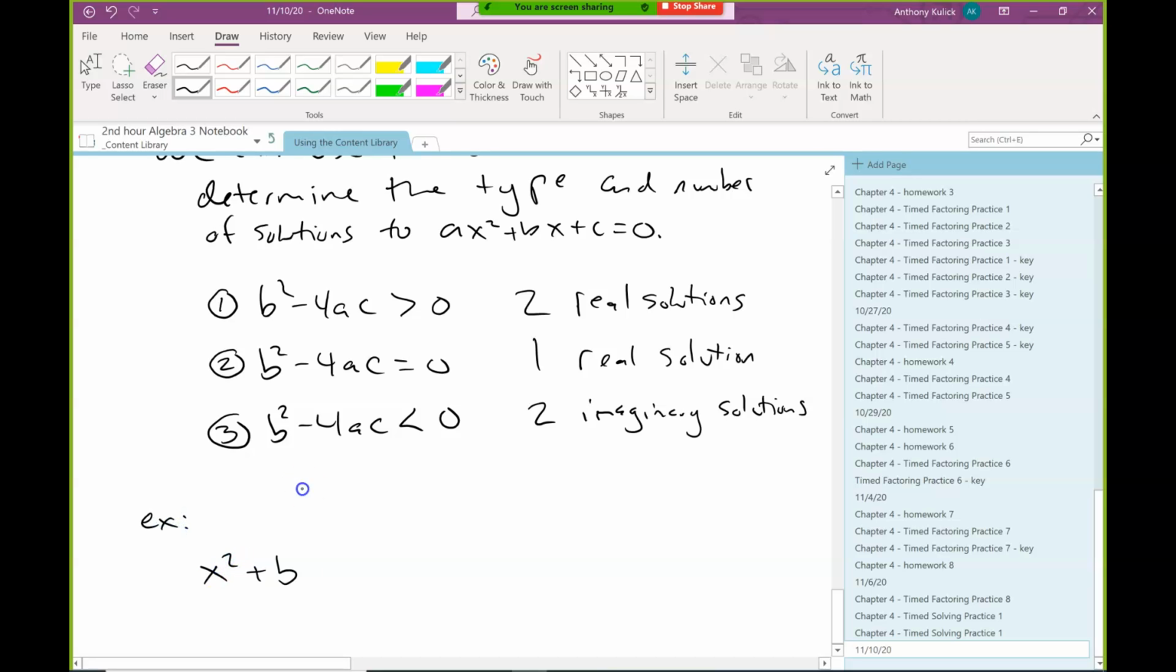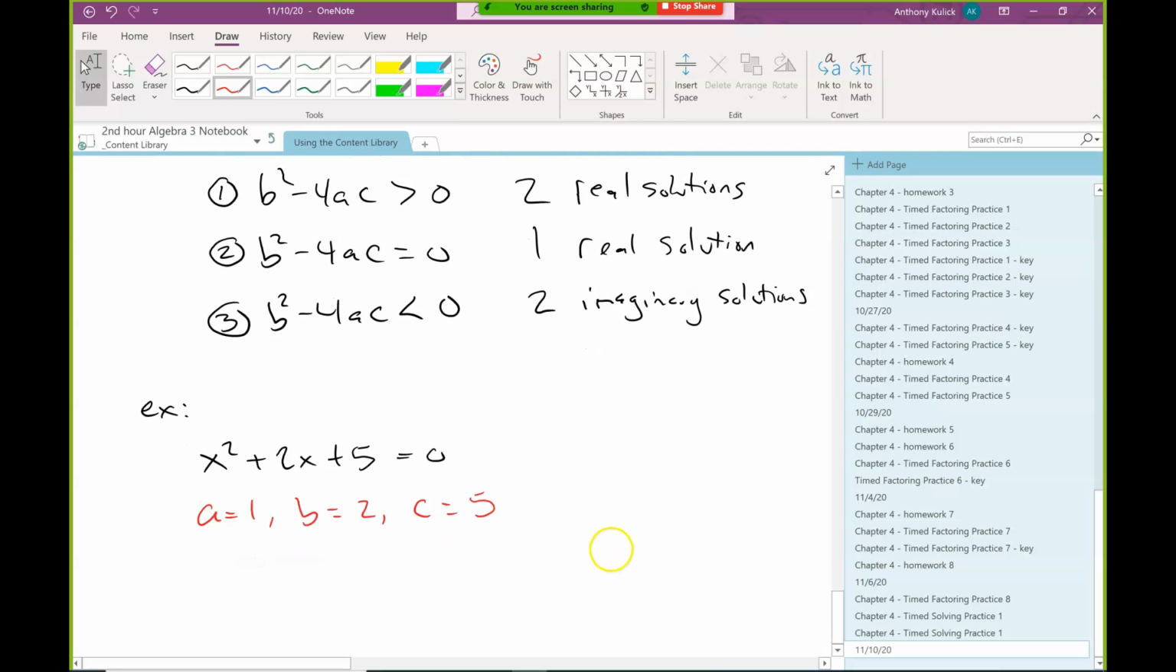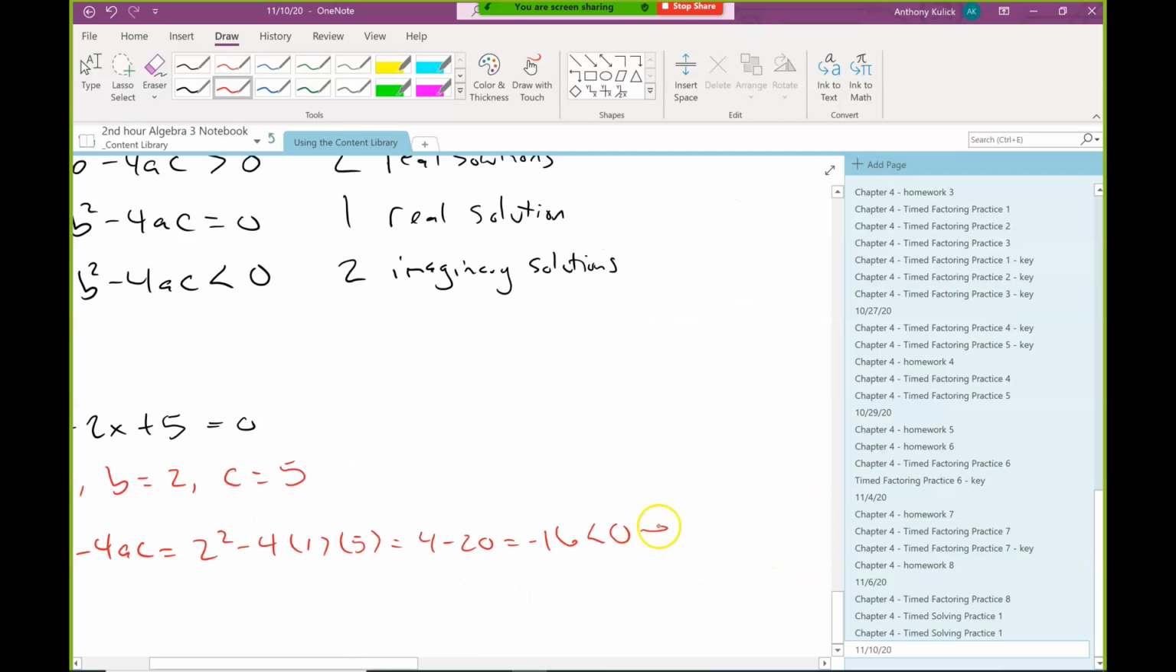So let's say we have x squared plus 2x plus 5. Well, I can identify that the a is 1, the b is 2, and the c is 5. So if I wanted to calculate the discriminant, that's 2 squared minus 4 times 1 times 5. That means we're getting 2 imaginary solutions.